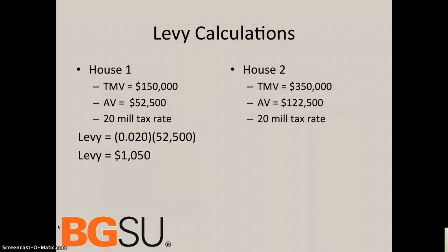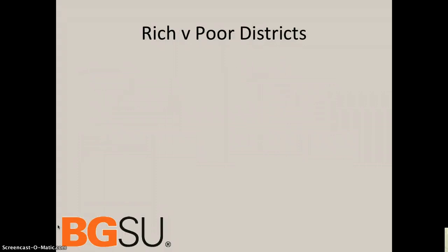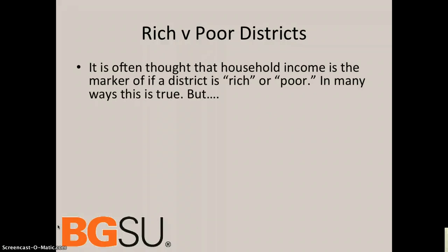Our $250,000 house, the information we had earlier, same tax rate. So we plug in the 122,500 assessed value into our formula, and this house produces $2,450. So this comes back around to this rich versus poor districts.